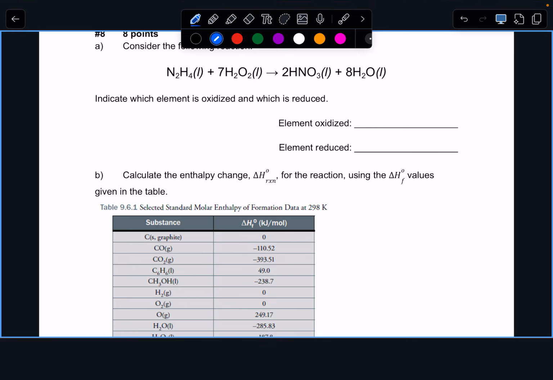Okay? I'll leave that up there for a second, and then I'll just zoom in on this chart so that you guys can look up the actual values. You're using delta H of formation to find the delta H of this equation.